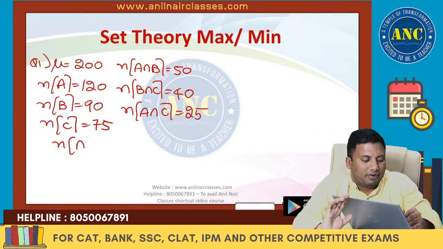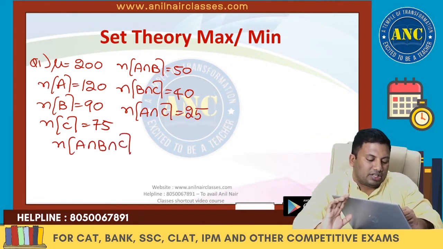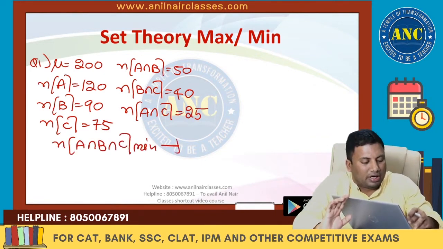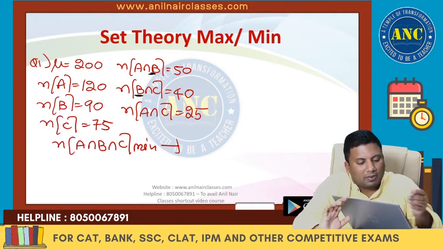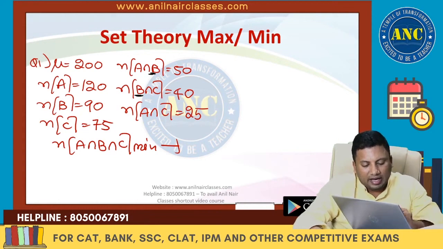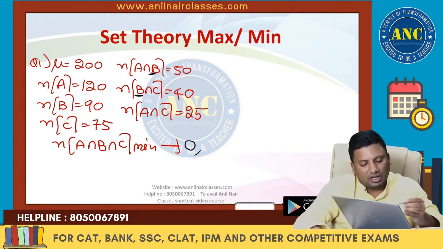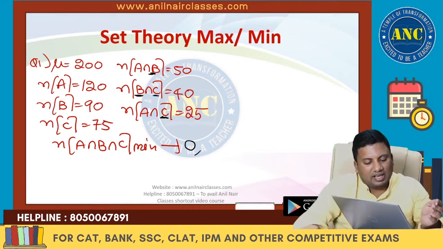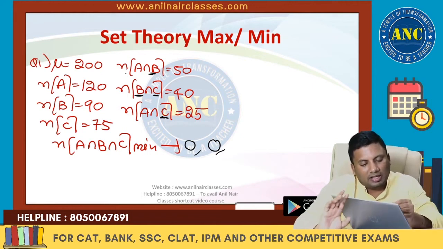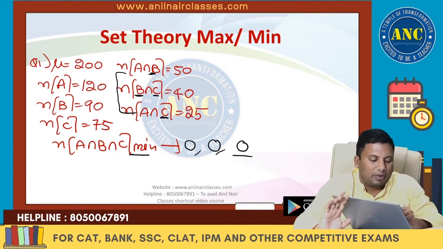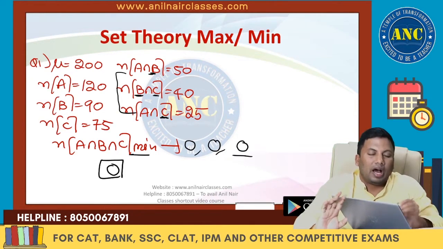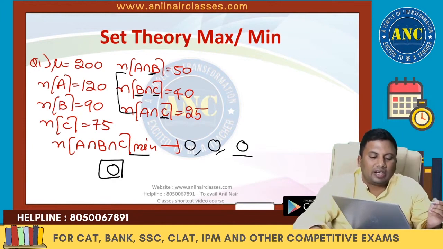So N of A intersection B intersection C minimum, directly you can do it. A and B, what is common? B is common. 50 plus 40 is 90. 90 is equal to 90, so 0. Here what is common? C is common. 40 plus 25 is 65, less than 75. So 0. Next, what is common? A is common. 50 plus 25 is 75. 0. So the minimum value happens to be 0. I hope you have understood how you can do it.